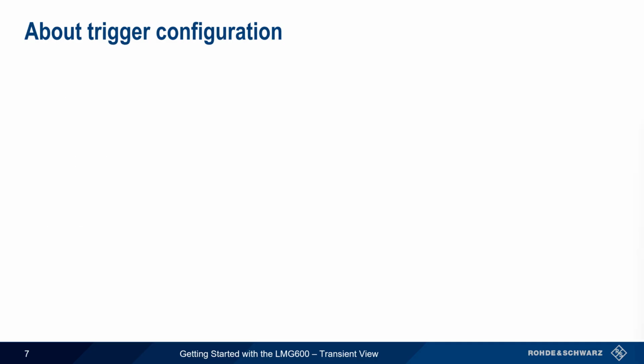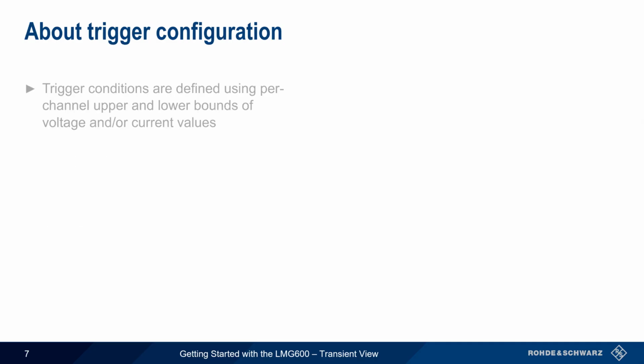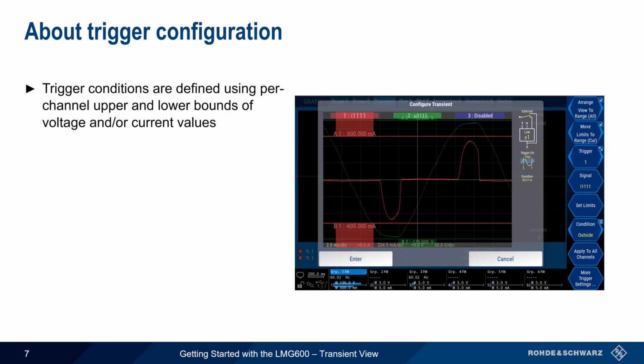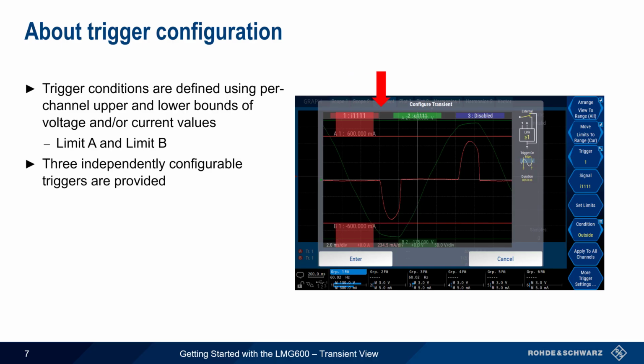Triggers are configured in terms of per-channel upper and lower bounds on voltage and/or current. These are referred to as Limit A and Limit B. 3 triggers are available, and these can be configured independently.